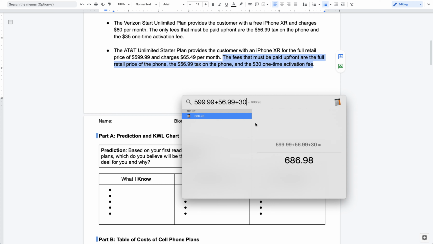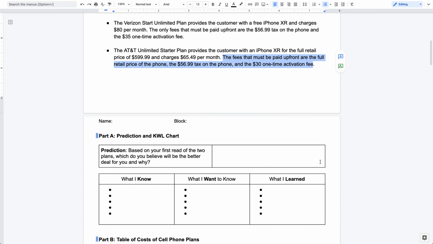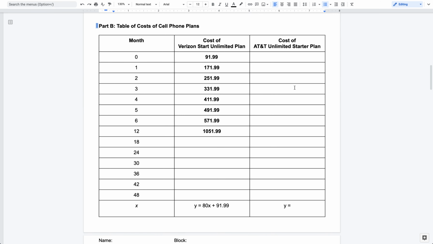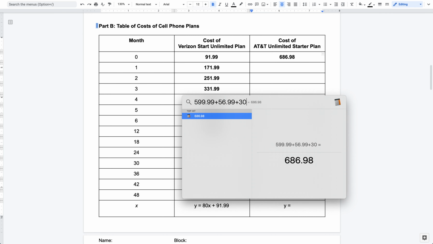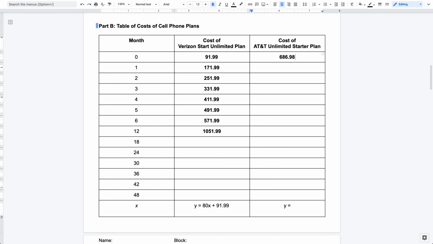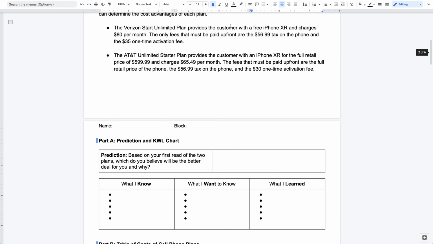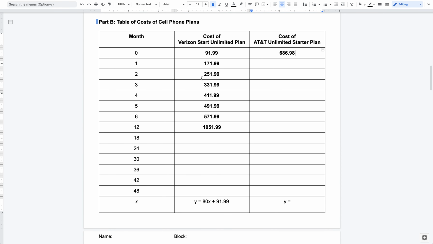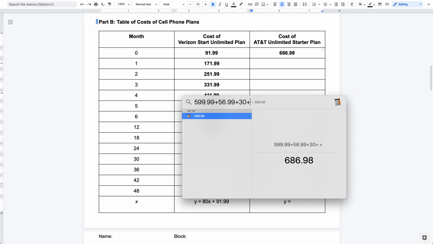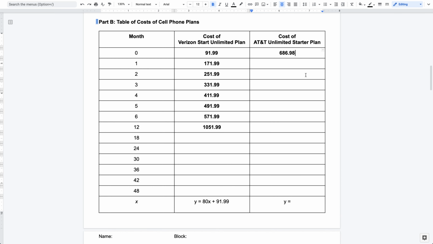That's $686.98. And from here, moving forward, we go ahead and add the monthly fee, which we know is $65.49. So this plus $65.49 brings us to $752.47.